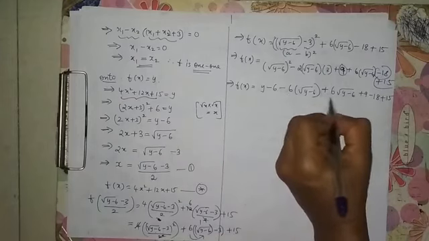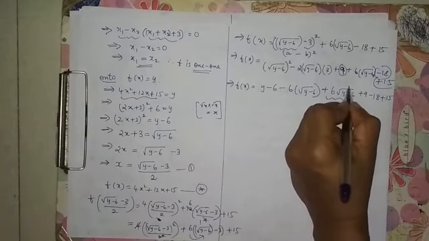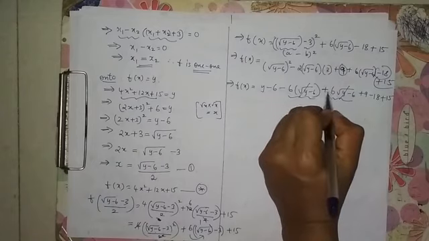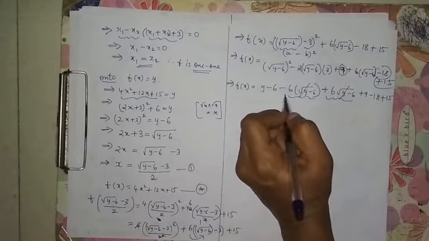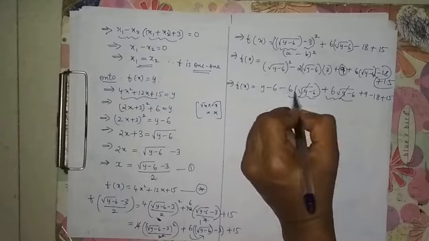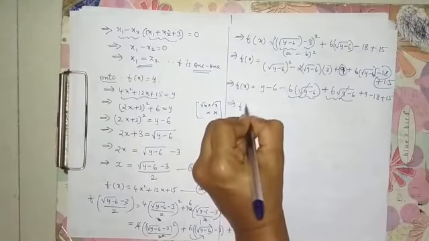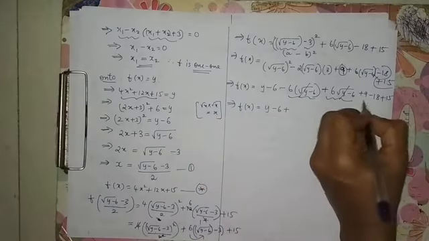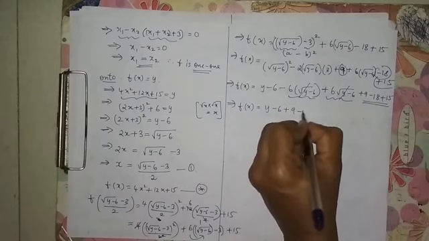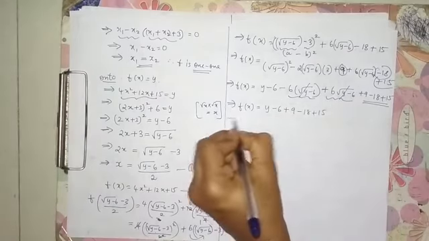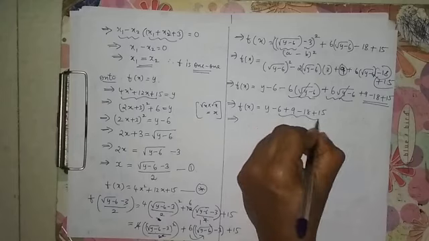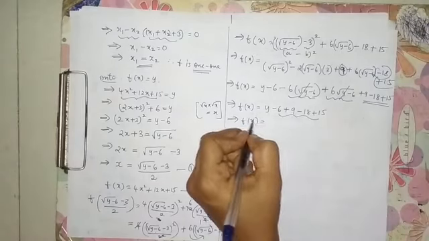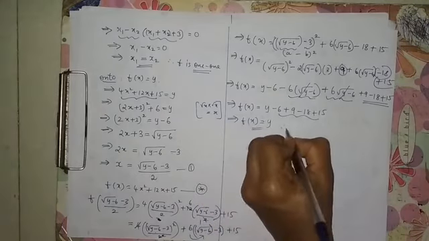Next step: this plus 6 root of y minus 6 and this minus 6 root of y minus 6 get cancelled, because plus 1 and minus 1 becomes 0. So similarly this plus and this minus get cancelled. So implies f of x equal to y minus 6 plus the remaining 9 minus 18 plus 15. So everything here becomes 0. So f of x equal to y.